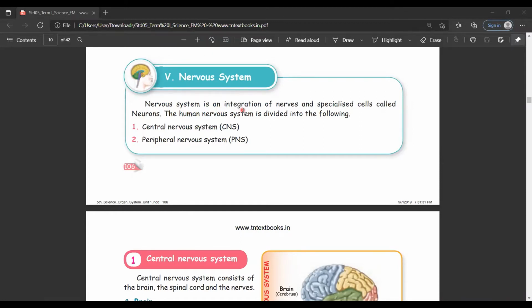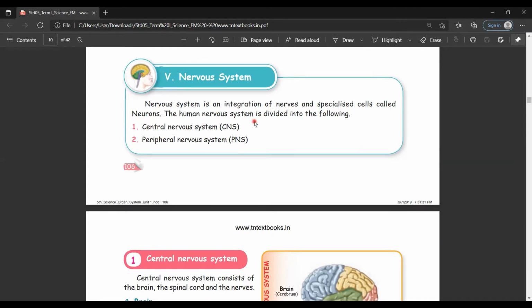The nervous system is an integration of nerves and specialized cells called neurons. It is a combination of nerves and specialized cells. Many specialized cells are involved, and they are called neurons.